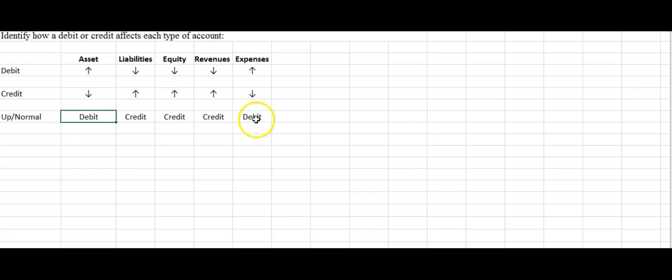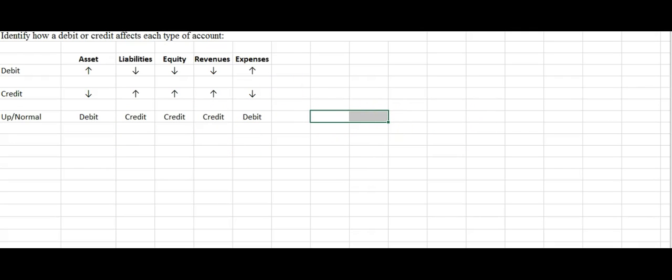Assets go up with debit, expenses go up with debit. Liabilities, equity, and revenues go up with credit. You could put a debit or a credit in either one of these, but what brings them up, we also call that the normal balance. You have to know this. There's no logic to this, it's just memorization. Assets go up with the debit side, expenses go up on the debit side.